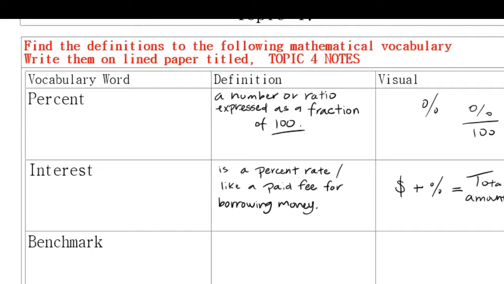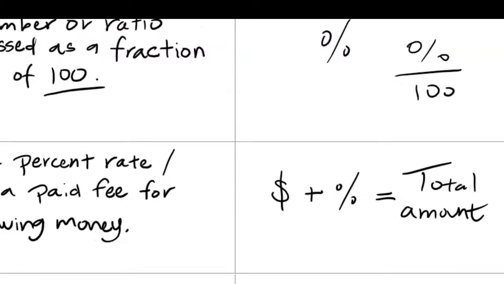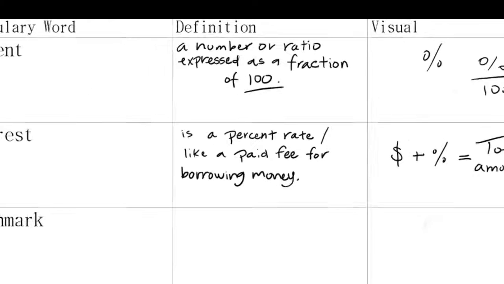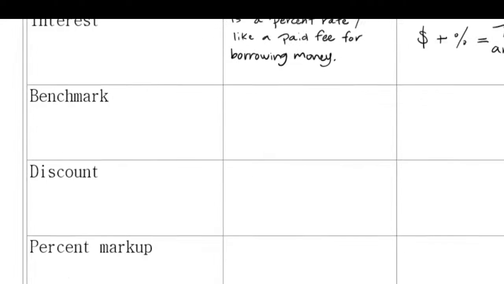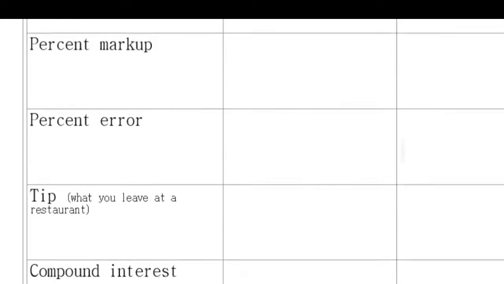And for your interest, it is a percent rate, also known as a paid fee for borrowing money. So as you guys can see for that example, I have the dollar amount plus your percent will equal that total amount. So now for the following ones, can you guys go ahead and work on those on your own?